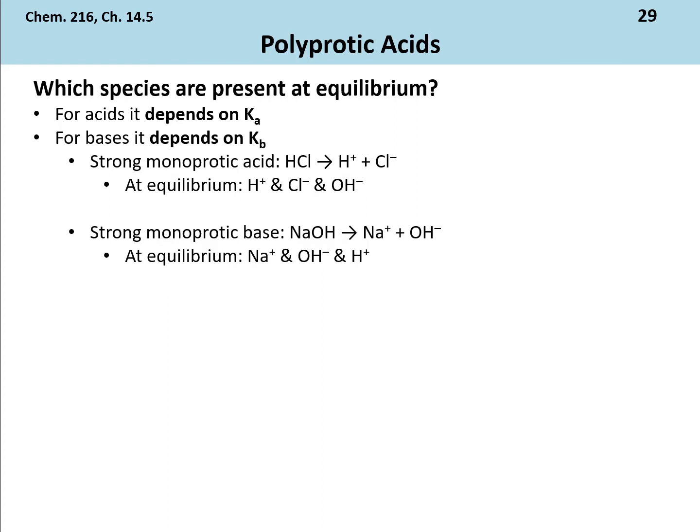I just want to talk about one thing real quick, and that is when we have acids and bases, we should know what's going to happen. What species are we going to get at equilibrium? And this all depends on whether it's monoprotic or diprotic or triprotic, and the values of those Kas and Kbs. Okay? So if we have a strong monoprotic acid, that means Ka is large. Okay? What's going to happen? That acid, such as HCl, is going to fully dissociate.